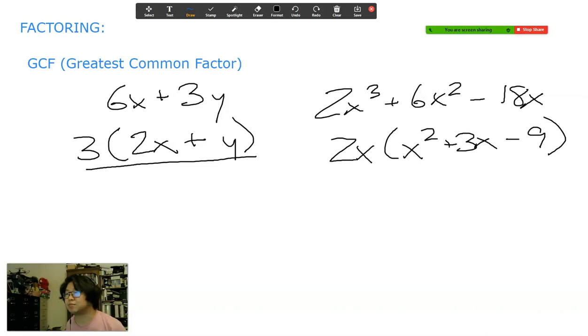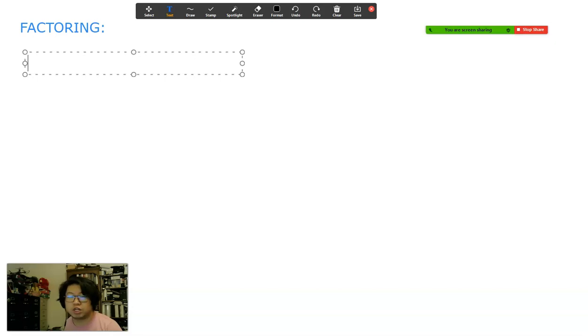All right. Okay, so the next common type of factoring method we can see is called a difference of squares. Okay. Now, when we talk about squares, I'm not talking about the geometric shaped square. I'm talking about a perfect square made by multiplying a number by itself.